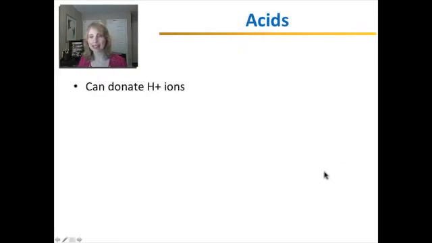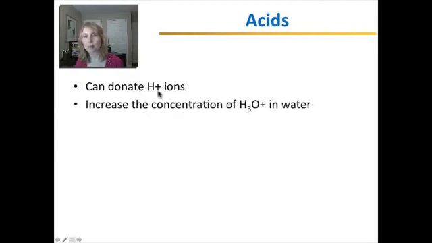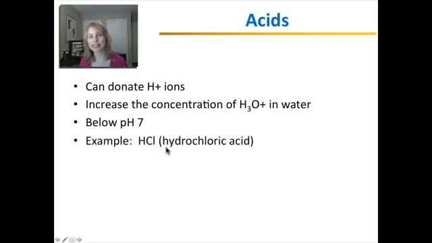So let's review what an acid is. An acid can donate extra H+ ions. By doing so, it will increase the concentration of hydronium ions in water. That gives it a pH of below 7. And here's just an example of an acid, a hydrochloric acid, HCl. When in a water aqueous solution, it will separate, ionize into H+ and Cl-. So it donates extra H+, increasing the concentration of hydronium ions and decreasing the pH to below 7.